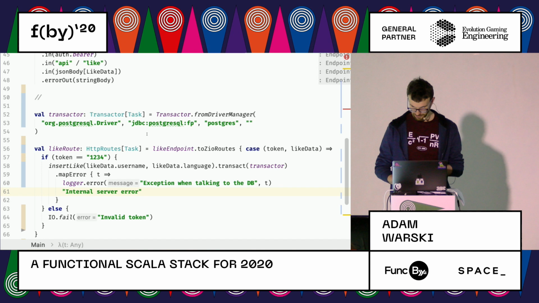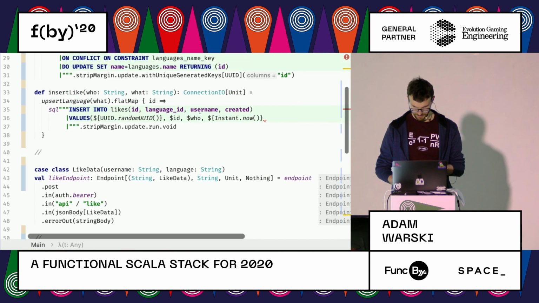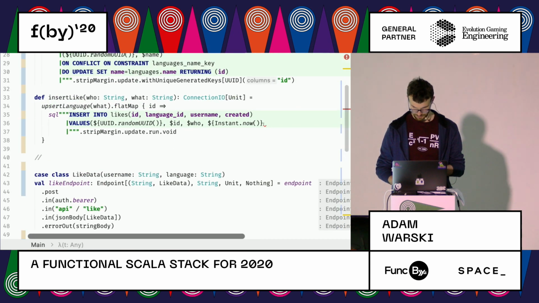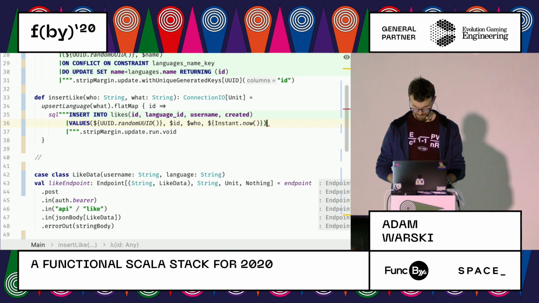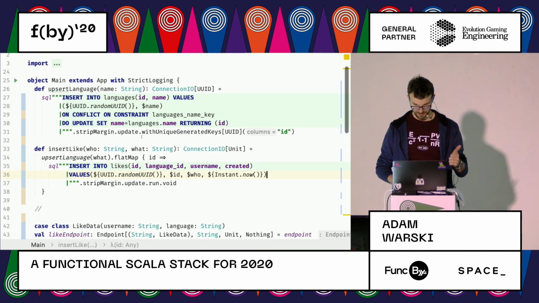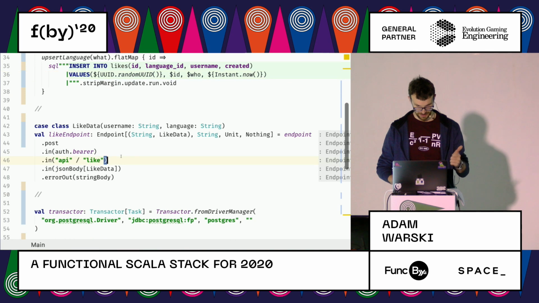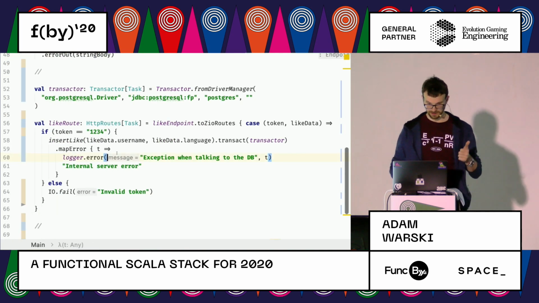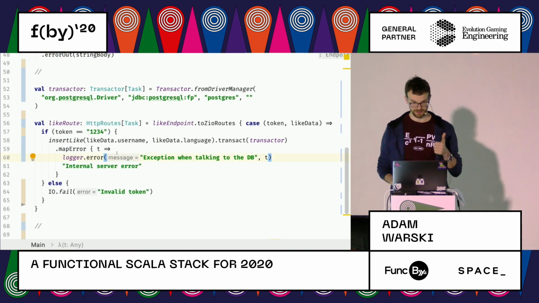Okay, again it compiled. There's some red code here. Why is there some red code here? Brace again. Cool. Thanks IntelliJ. Okay, so what we have done: we have our database operations, we have the description of the endpoint, we have interpreted the endpoint as an HTTP4S route.